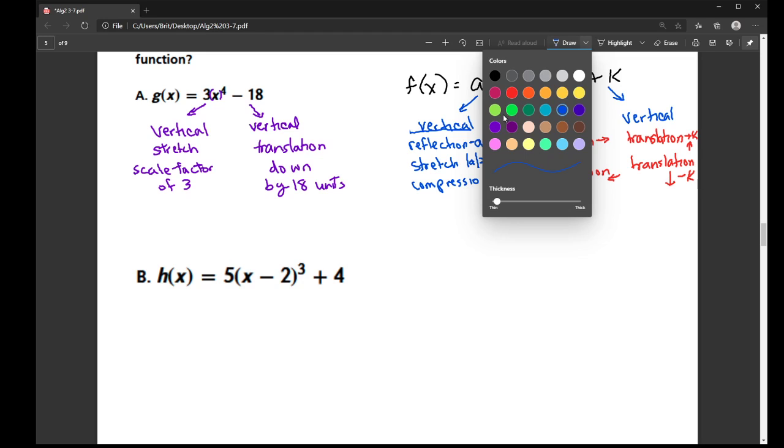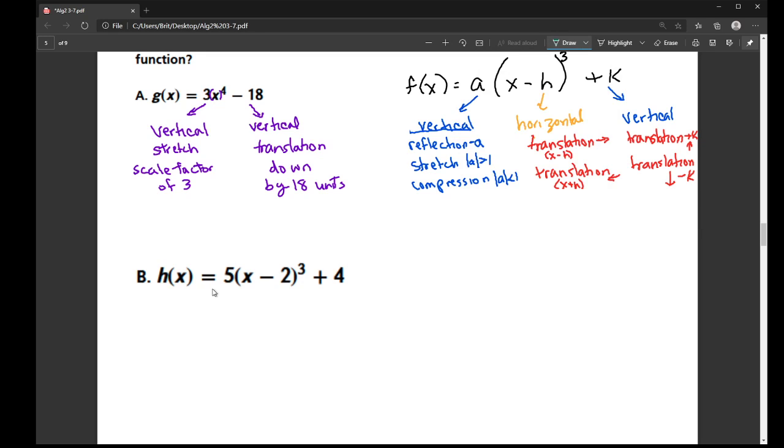So on this one, sorry, looking for colors I haven't used yet. So on this one, there's 3 numbers going on. Alright, there's 2 of them outside the grouping symbol. So these are going to be vertical. And there's 1 inside the grouping symbol, so this one's going to be horizontal. So now when I multiply by 5, I'm looking at either a reflection and then a stretch or a compression. Okay. Now it's positive, so there's not a reflection. And 5 is bigger than 1, so this is another vertical stretch. And it's a vertical stretch with a scale factor of 5.